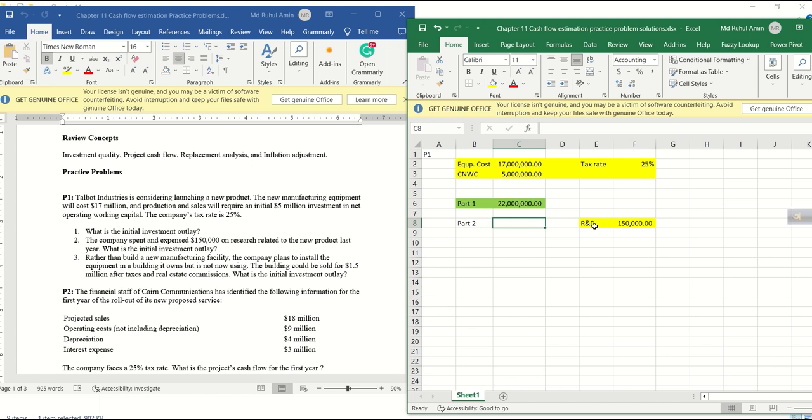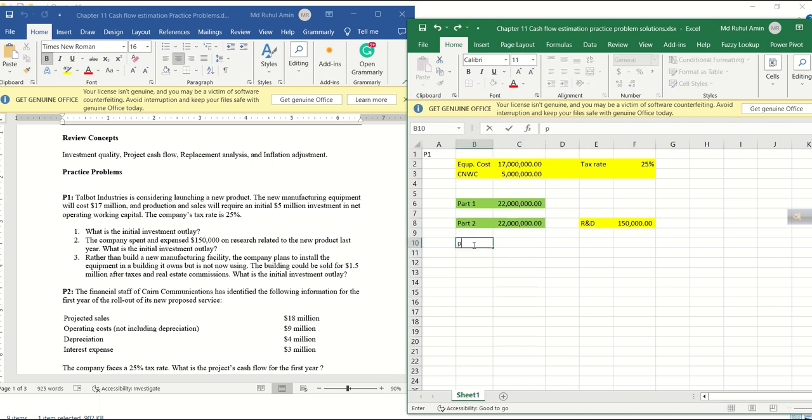We talked about sunk cost. Sunk cost means a cost already spent, already happened; whether you accept the project or not, no way you can get that amount back. So if it is a sunk cost, just ignore it. You don't need to consider sunk cost. So in spite of spending $150,000 on research and development, your initial investment would be the same: the equipment cost plus changes in net operating working capital.